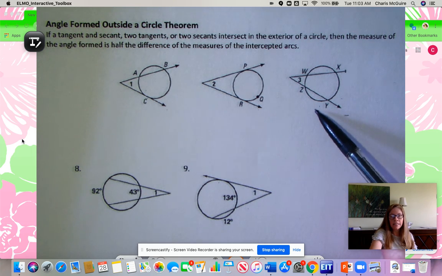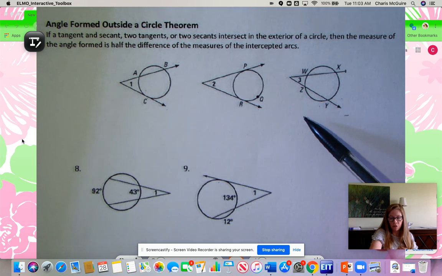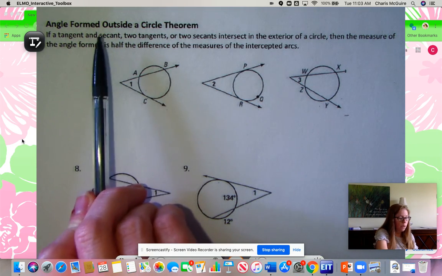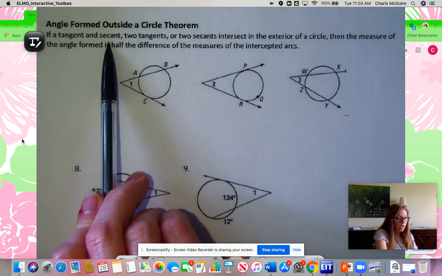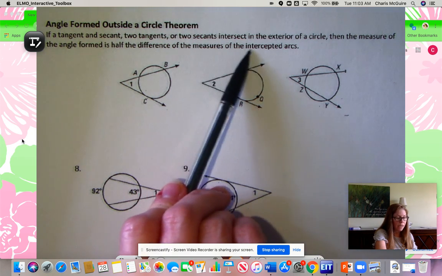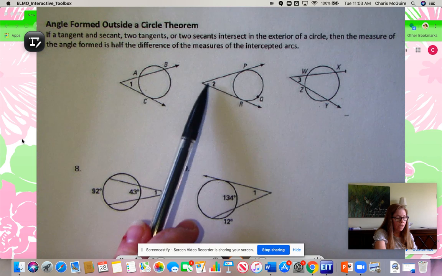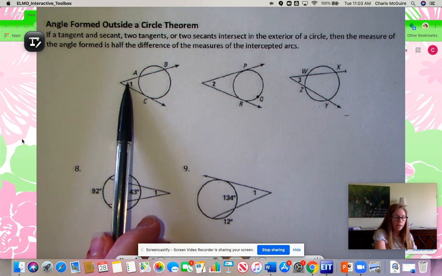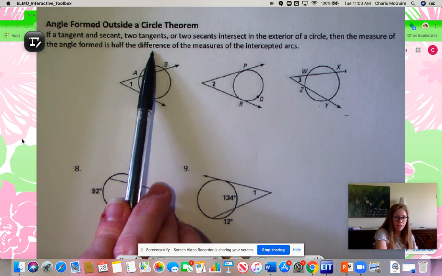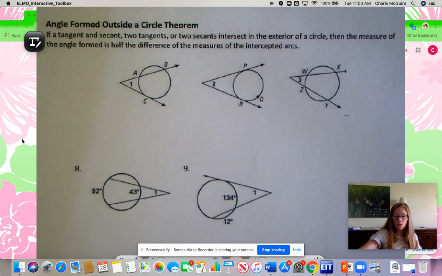The theorem's a little bit different, and the intercepted arcs are a little different. So we're going to highlight those and write out the theorem for all of these so you can get the idea. The theorem goes through each of the three ways that this can happen. If a tangent and a secant, two tangents, or two secants intersect in the exterior of a circle, right? All these angles and all these lines are coming together outside the circle. Then the measure of the angle formed is half the difference of the measures of the intercepted arcs. So this time we are going to subtract.